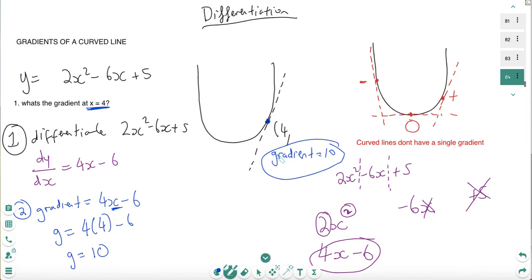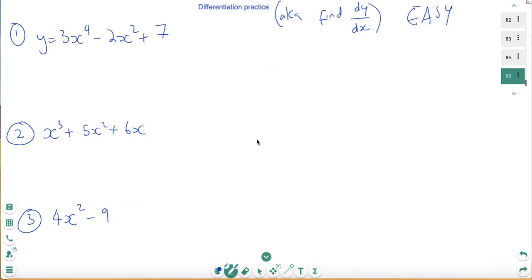And that's how you find the gradient of a certain point along a curved line. You get your equation, you differentiate it, and all you do is plug in the coordinate you want to find the gradient of. Here we wanted to find the gradient at x equals 4, so I replaced x with 4. Okay, and that's it. Okay guys, before we start looking at word problems, let's first practice differentiating a few expressions.